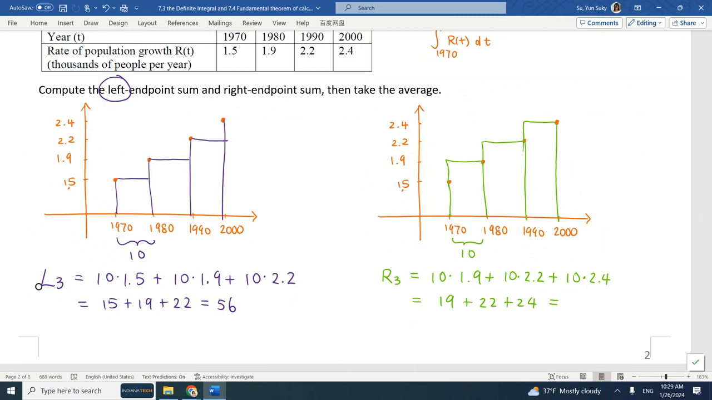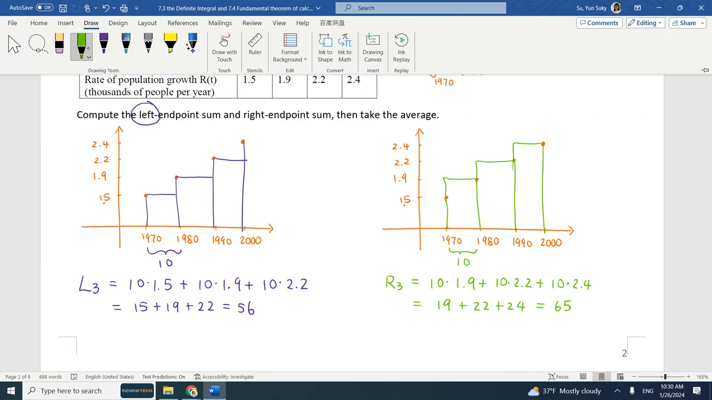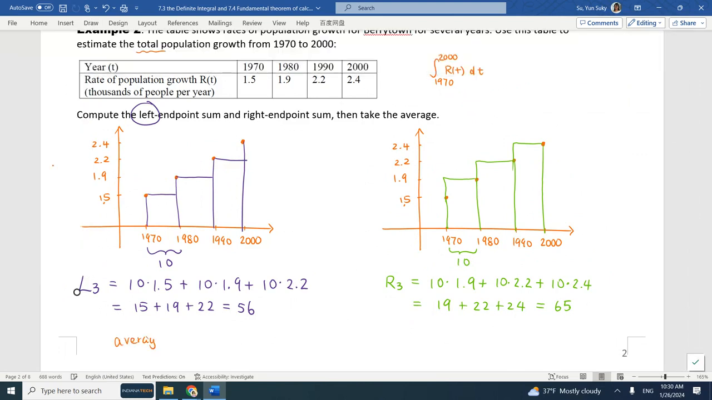What is the answer? 65. Okay, so 65. Which makes sense because the right endpoint sum is more area than the left endpoint sum. So 65 is bigger than 56. Makes sense. And the problem says we need to take the average. So the average, 56 plus 65 and then divided by 2. What do you get? 121 divided by 2? 60.5? Yes. So that's the answer.